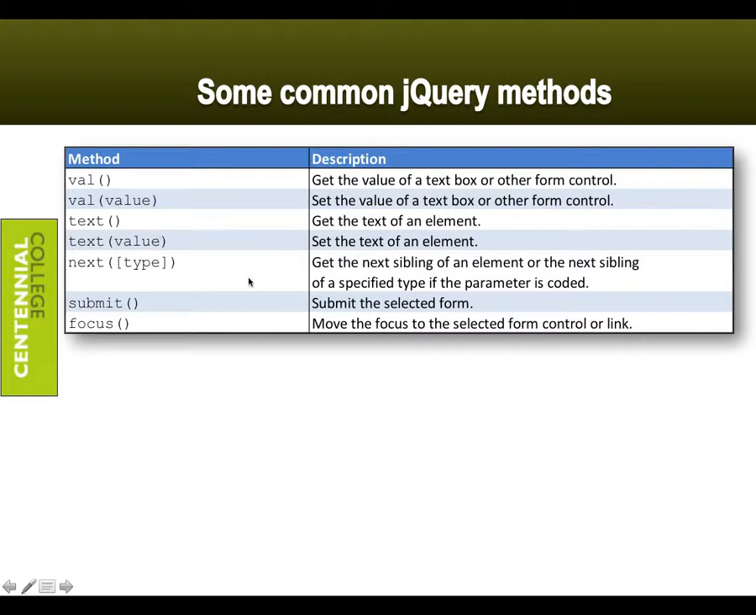And what I can do is go to the next sibling of an element or the next sibling of a specified type, right? So if I have to traverse the DOM, I could do that by going next. Whatever this element is, to the next one, to the next one, to the next one, right? And I also can do a submit. A submit actually submits the form, if you're doing forms. And I can shift the focus. These are all built-in methods that come with jQuery.